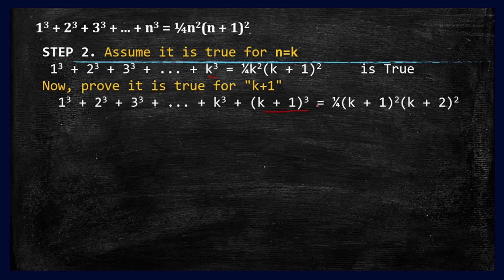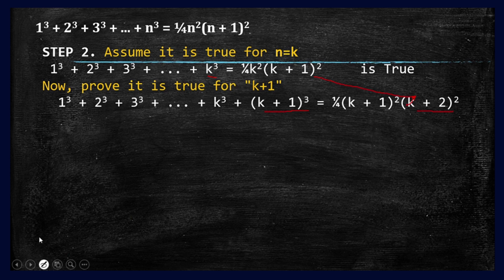Now, since nag-substitute tayo ng k plus 1 to the left side of our equation, then we also need to perform that sa right side ng ating equation. So, we'll have 1 over 4 times k plus 1 square times k plus 2 square. Saan nanggaling yung k plus 2 square dito? Diba k plus 1? Magkakaroon tayo ng k plus 1 plus 1. Kaya naging k plus 2 squared na yung last term ng ating right side of our equation.